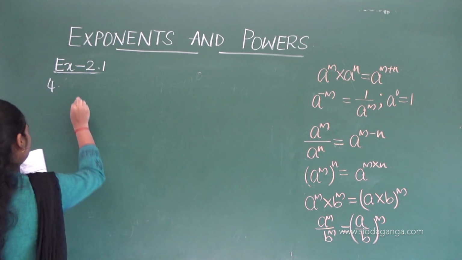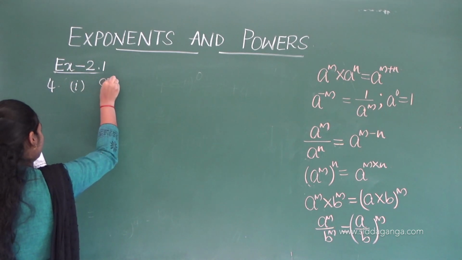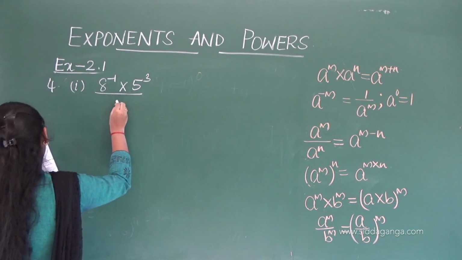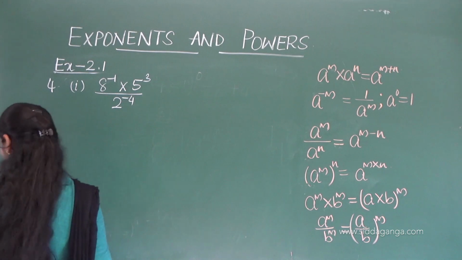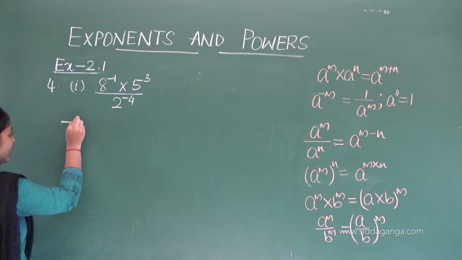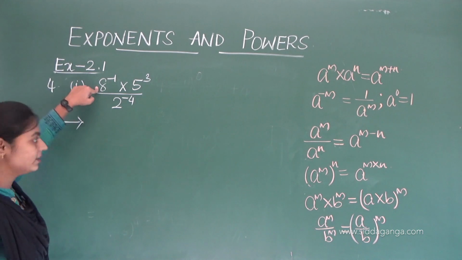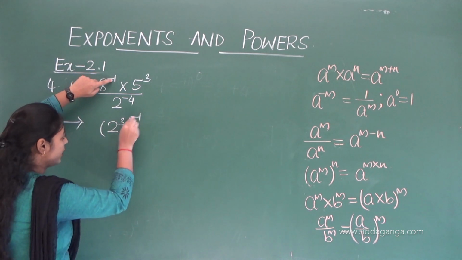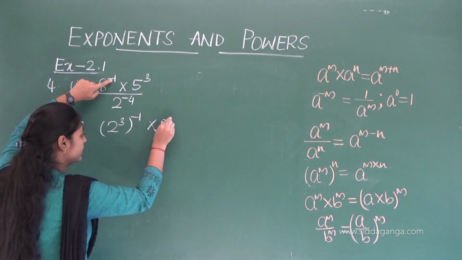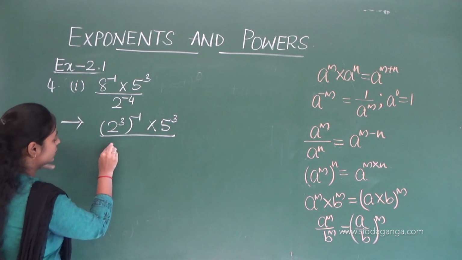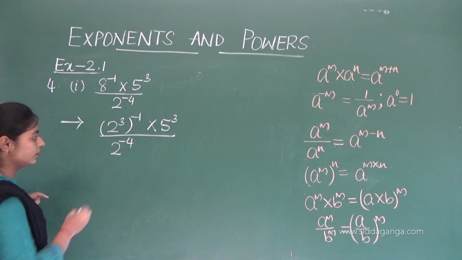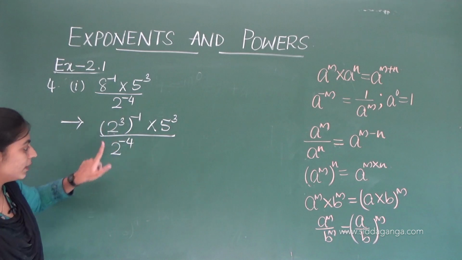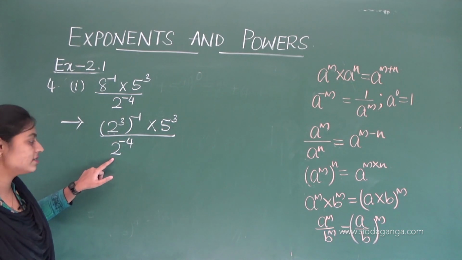Next one, evaluate 8 raised to the power of -1 into 5 cube divided by 2 to the power of -4. We know that 8 is a perfect cube, 2 cube is 8. We can write 8 as (2 cube) whole to the power of -1 into 5 cube divided by 2 to the power of -4. The bases are equal on both sides. In the numerator, 2 raised to the power of 3 whole power -1 and in the denominator, 2 raised to the power of -4.